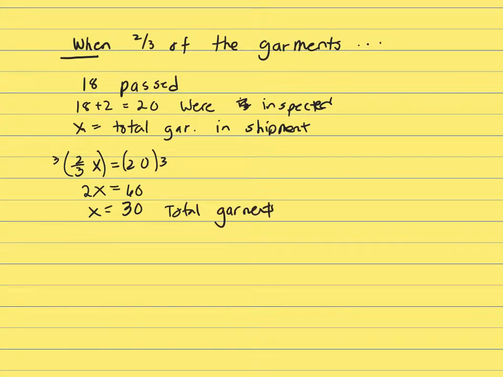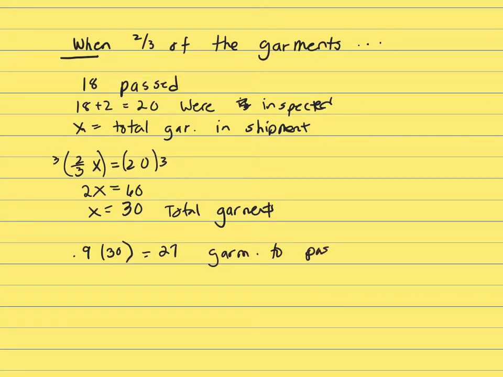And we want 90% of the total. 90% of the total have to pass for the whole shipment to pass. So 0.9, 90% of the shipment, that's 30 of them, is 27 garments to pass.